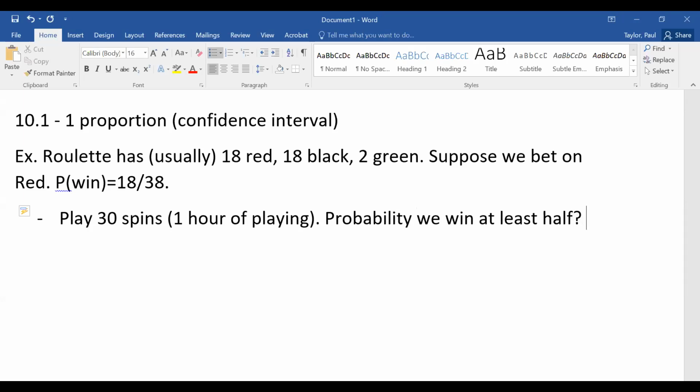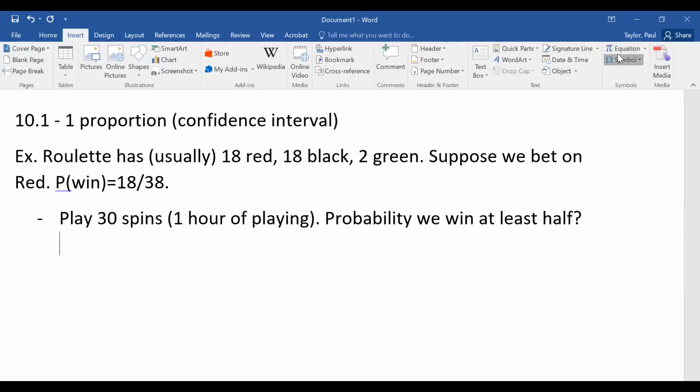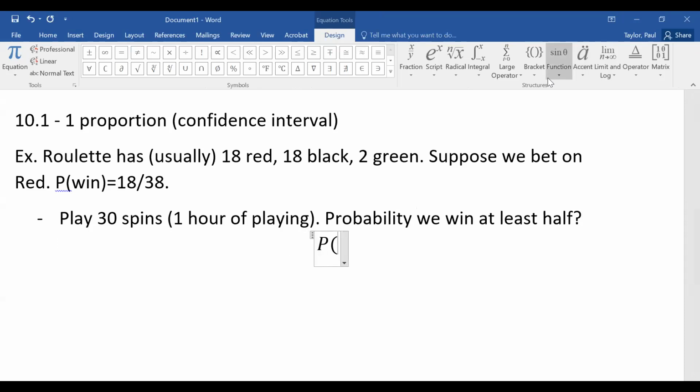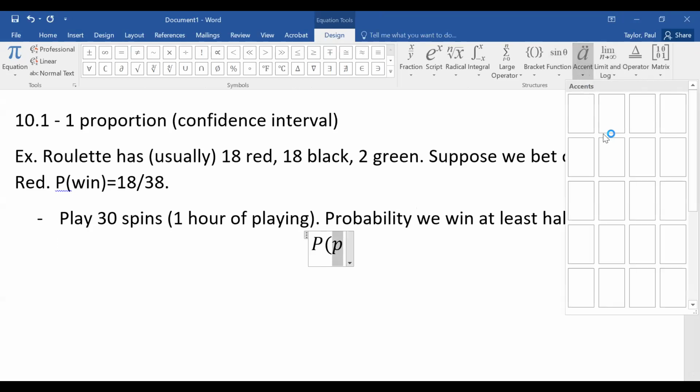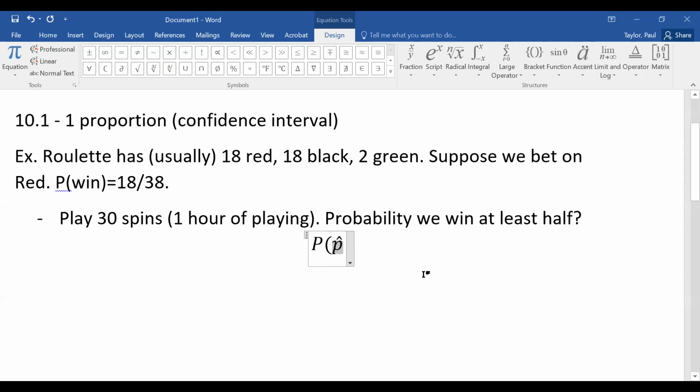I'm going to introduce some new notation here. We have probability of, and then the new thing that I'm going to do is I'm going to have P with a little pointy hat on it. Windows is slow. So where's my pointy hat symbol in Windows? I think it's this one. Yes. Okay, so we're just going to call that P hat. And what that stands for is the proportion in our experiment. So we played, let's say, greater or equal.